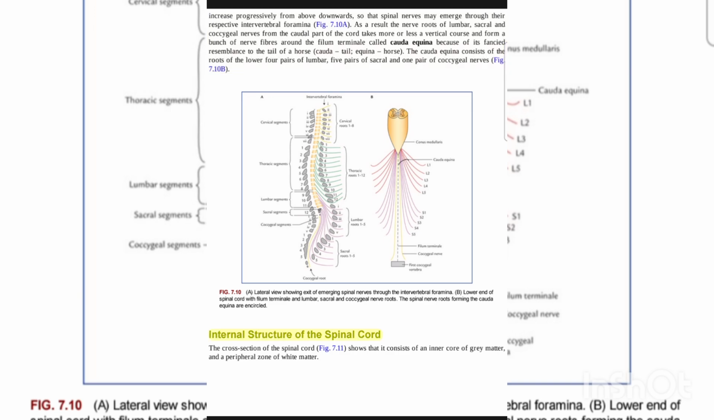Internal structure of the spinal cord. The cross-section of the spinal cord, Fig. 7.11, shows that it consists of an inner core of gray matter, and a peripheral zone of white matter.